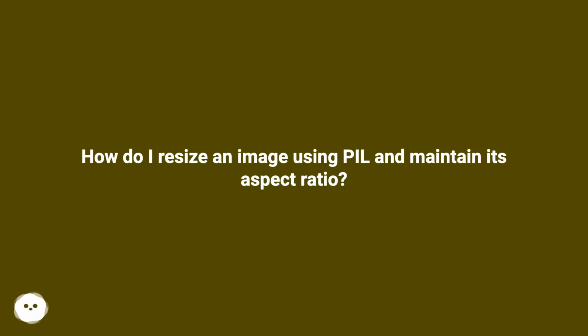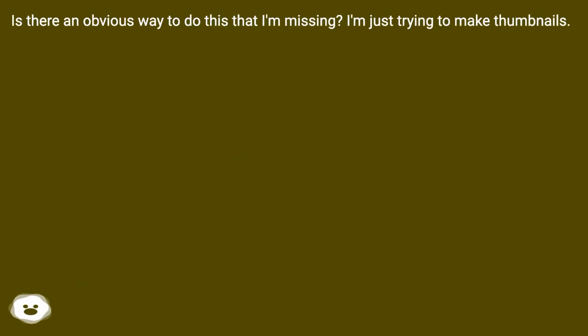How do I resize an image using PIL and maintain its aspect ratio? Is there an obvious way to do this that I'm missing? I'm just trying to make thumbnails.